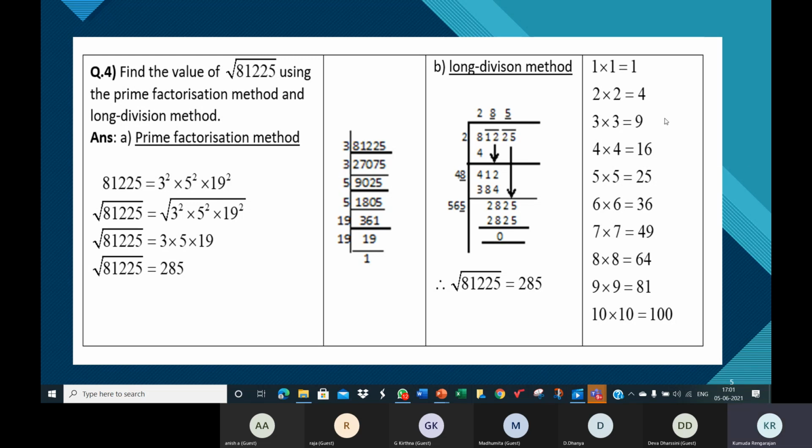And the products we're using for this long division are the products we get in the square tables like this. 1 square is 1, 2 square is 4, 3 square is 9, 4 square 16, 5 square 25.